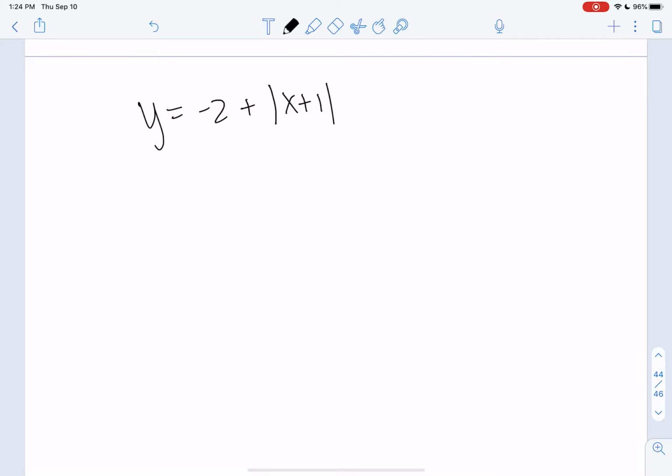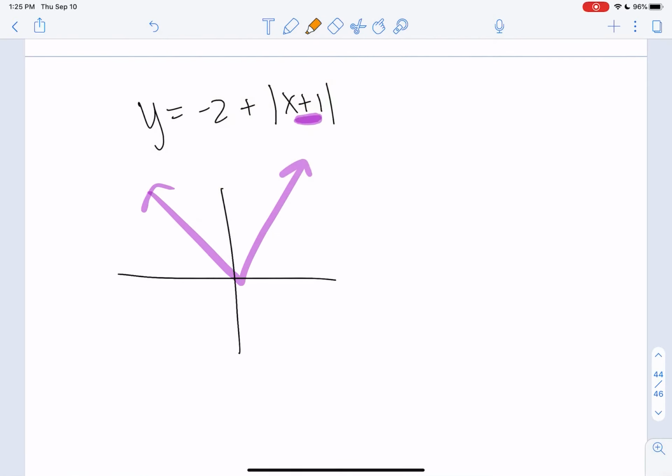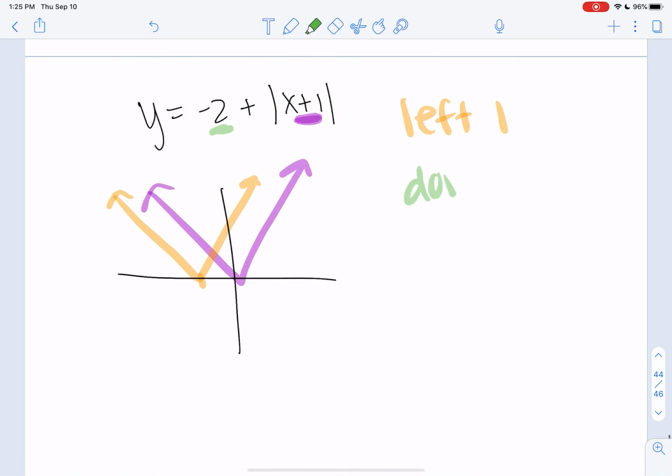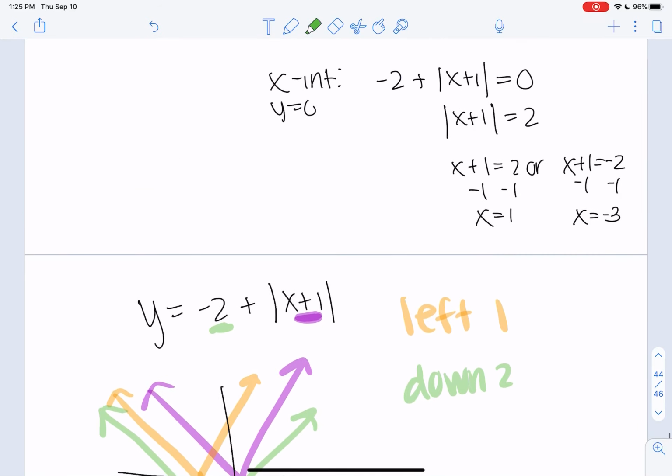We can also graph using transformations, which I think is really fast. So we consider the absolute value of x looks like this, and then this tells me to go left 1. So we go over 1 and it looks like this. And then this piece tells me to go down 2. And there we go. And then you would use the same methods to find the intercepts.